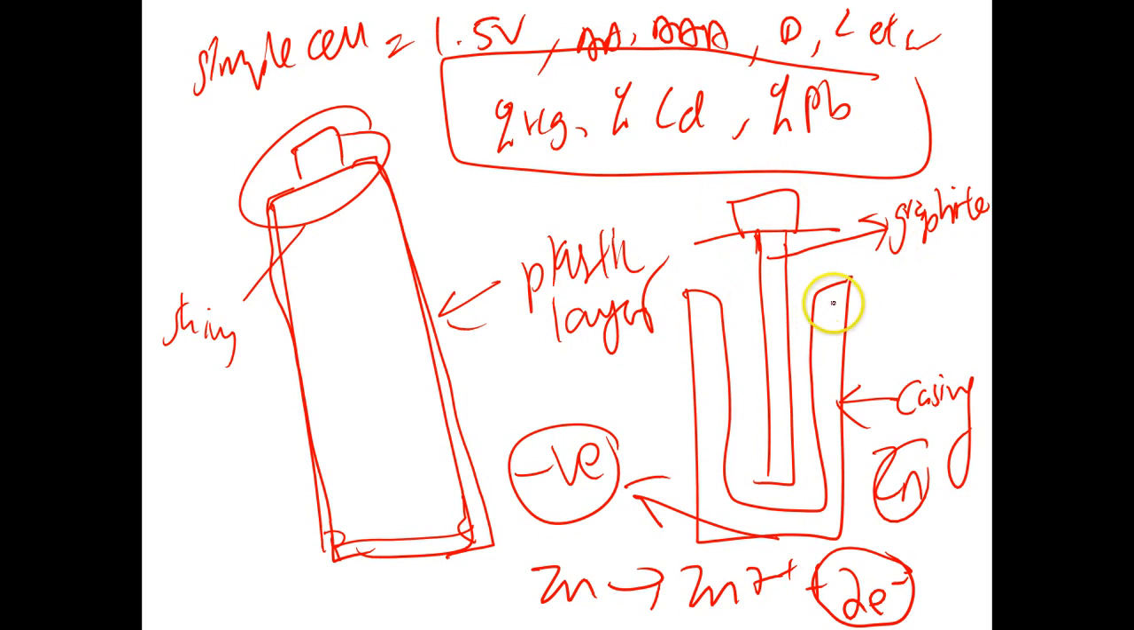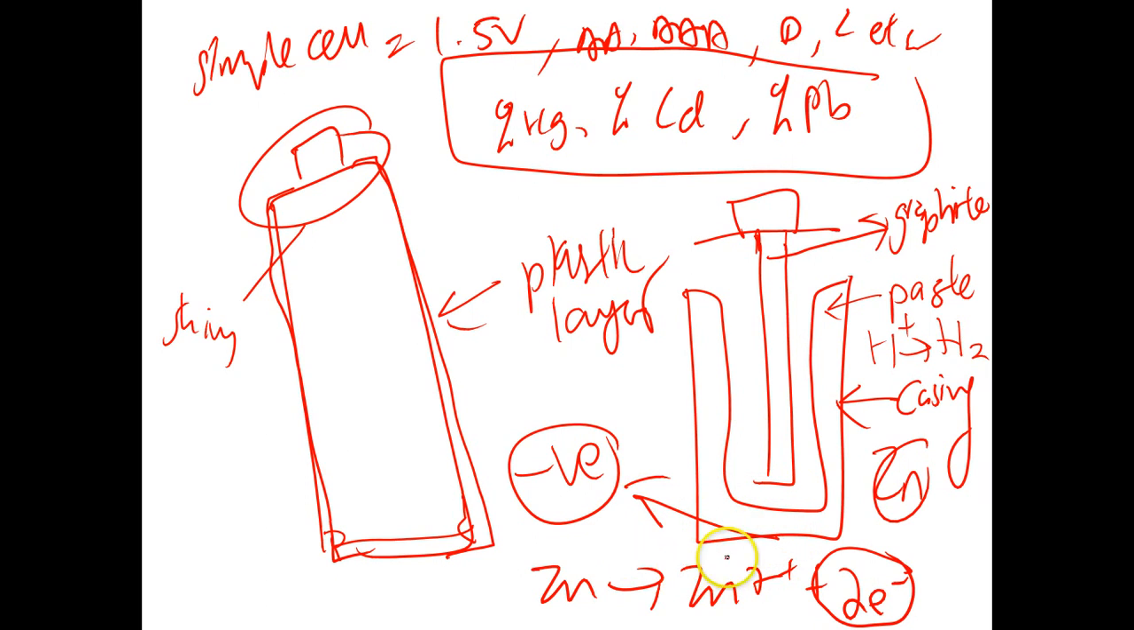This part here is a paste. The paste contains the electrolyte. The electrolyte could be an acidic solution; it actually depends on what the manufacturers use. So there will be H+ ions present, and if you recall the earlier diagram, H+ ions will be reduced to H2 gas. So this completes the cycle.